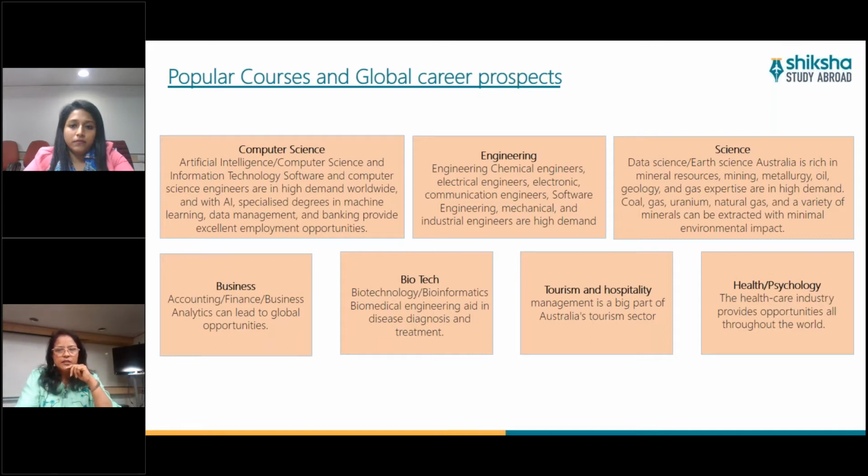Data science and earth science is again a very popular area when it comes to the geographical situation of Australia. Australia is known for natural resources, for geology, coal, gas, and mining areas. So data science and earth science is again a popular course among international students. Keeping in mind the environment, sustainability and conservation of the environment, it is very important to understand earth science.